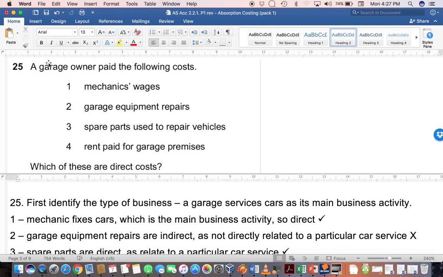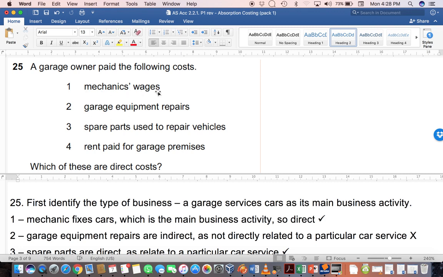However, if you go back and look over here, a garage owner means that you are looking at a garage where cars are serviced. In other words, people bring their cars in for repairs. So, in this case, the mechanics' wages would in fact be a direct cost, as they are very important in producing the actual main business activity, in other words, cars. And so this is a direct cost.